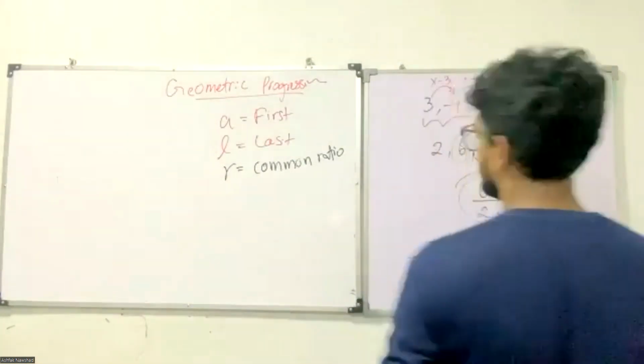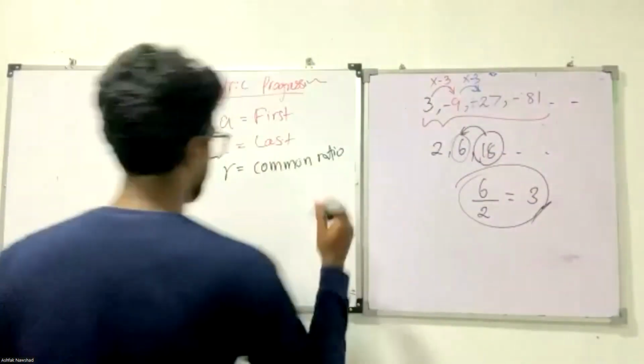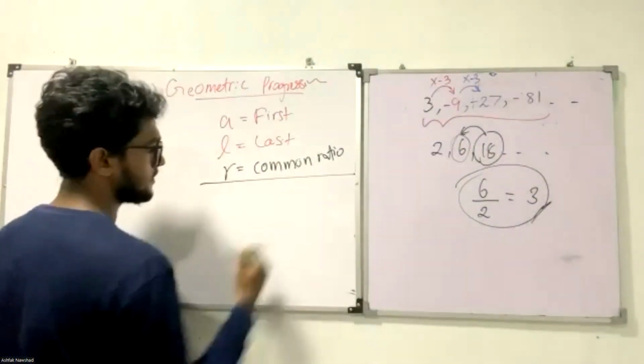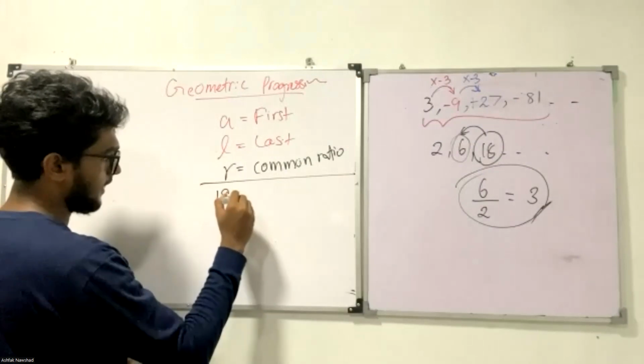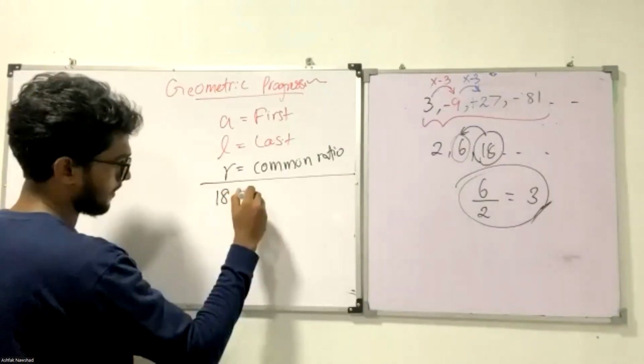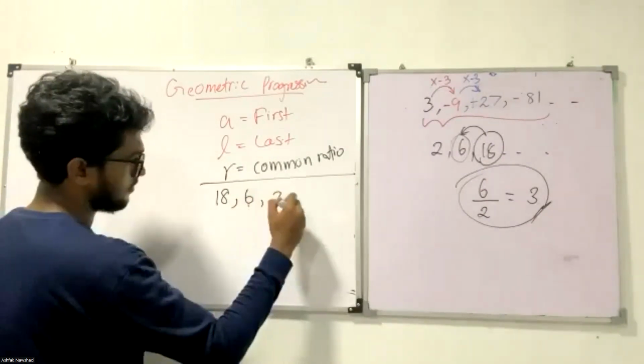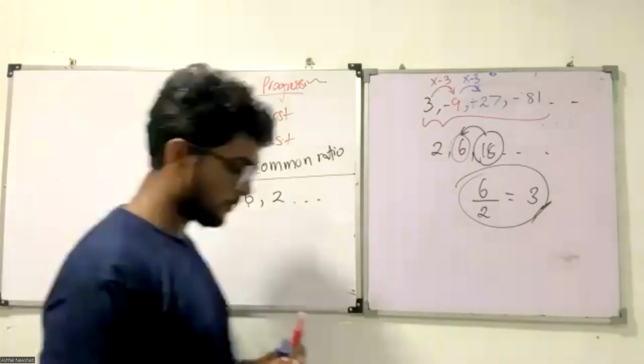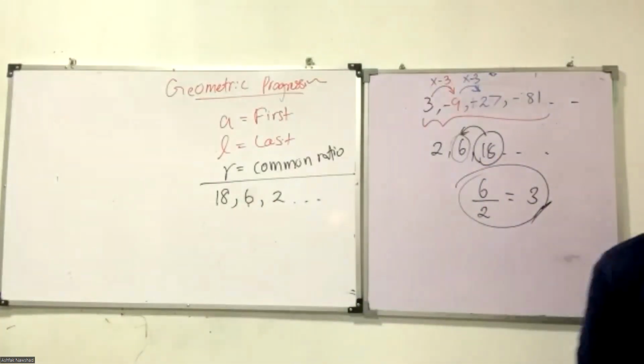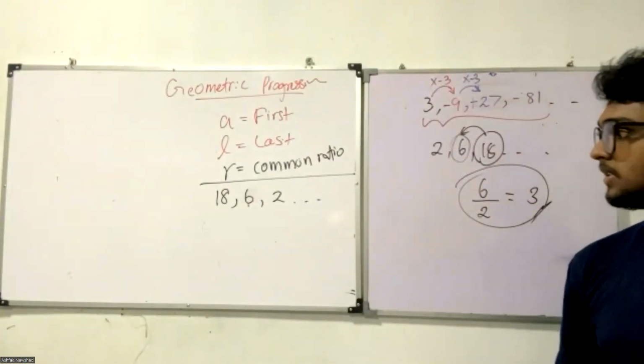Let's see the final questions. 18, 9. Sorry. What's the common ratio here? What's the common ratio?